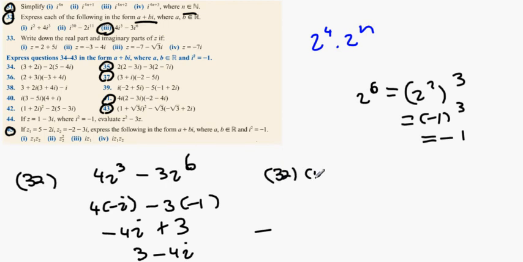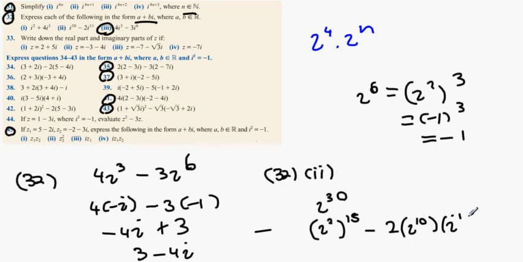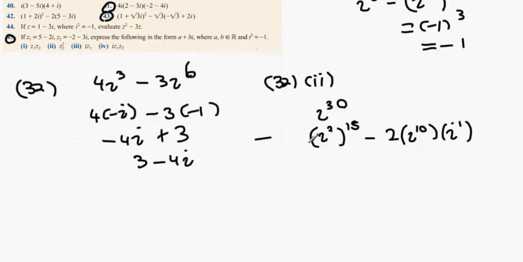Or you could say 32 part 2 if you're really wondering. 32 part 2 is i^30, and i^30 is the same thing as i^2 to the power of 15. And the next one is going to be 2i to the power 11. i to the power 11 is the same thing as i to the power 10 times i to the power 1. And then i to the power 2 is minus 1, so it's minus 1 to the power 15. Then i^10 is the same thing as i^2 to the power 5, which is minus 1 to the power of 5.